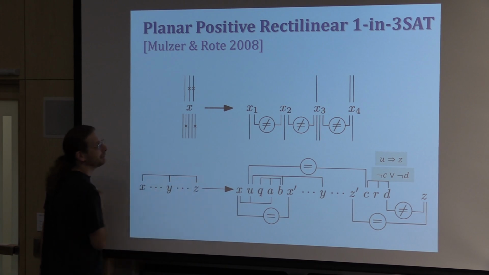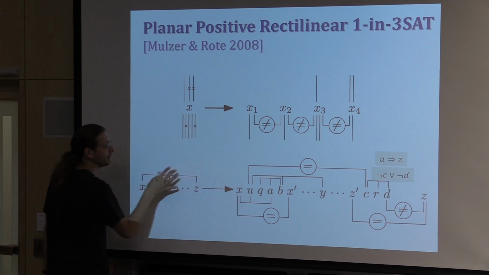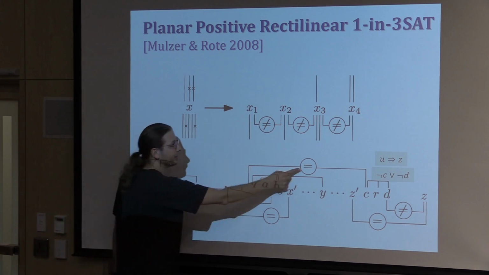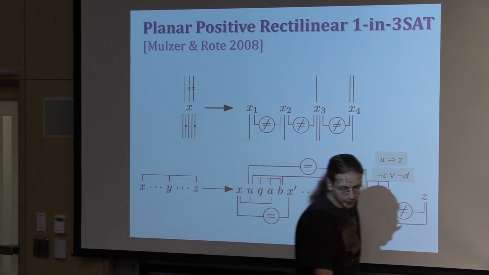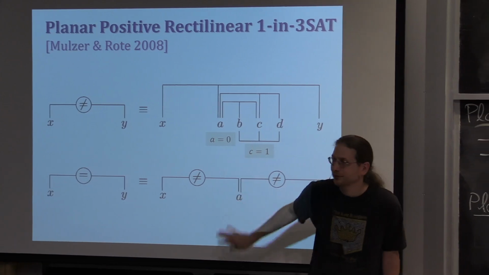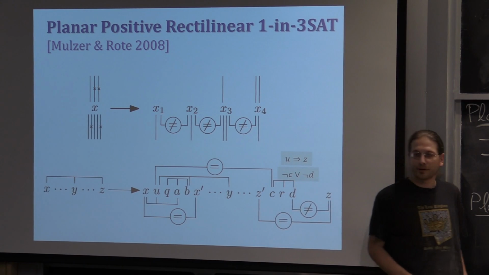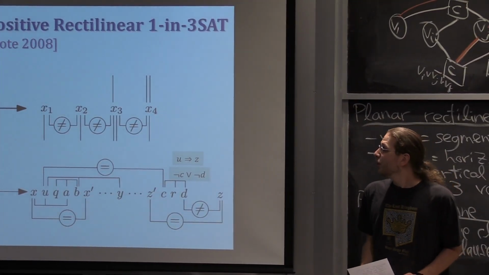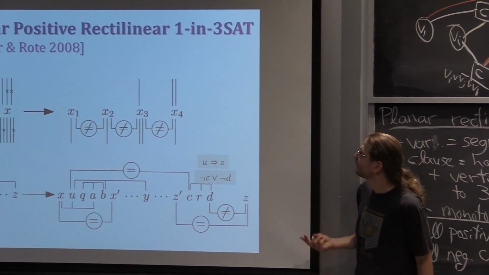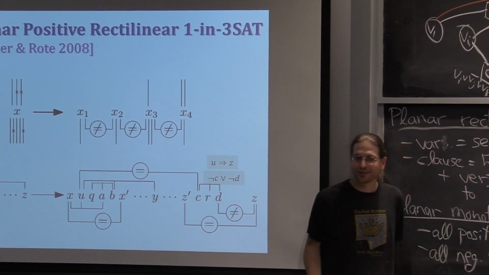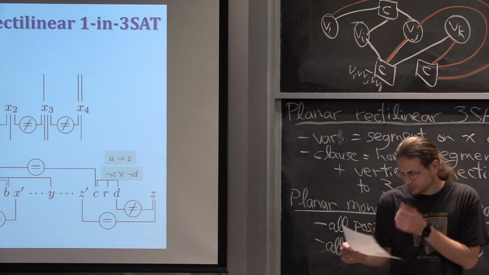And yeah, these are 1 in 3 gadgets that constrain this. Yeah, there's an equal gadget. Equals and not equals are not part of the problem. They're just referring to the earlier gadget. That's shorthand for these gadgets. So you would plug in each of those things into those little pictures. Okay, so let's skip those details, but you get that planar positive rectilinear 1 in 3 SAT is hard. And that was 2008. Cool.